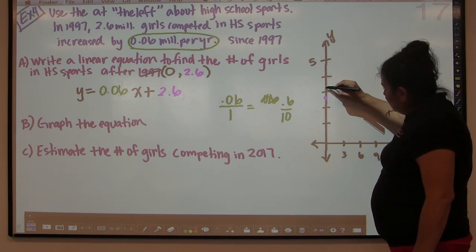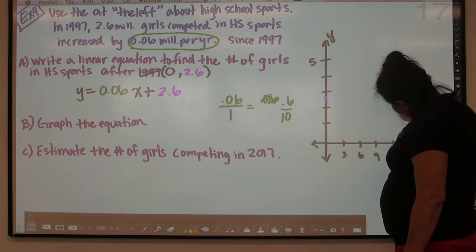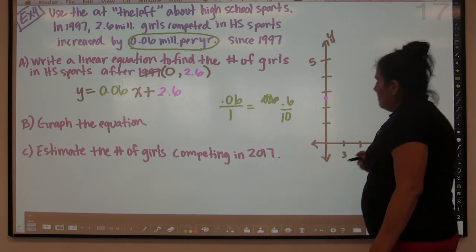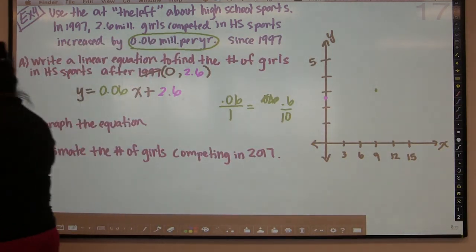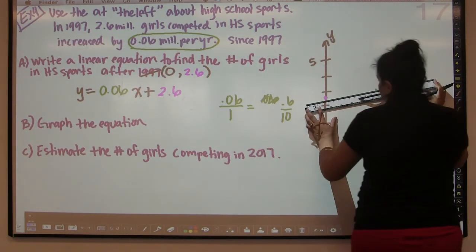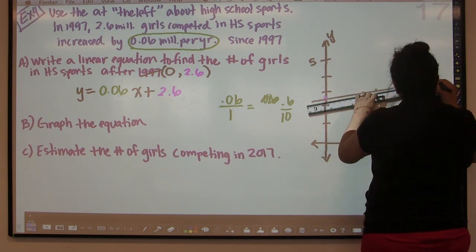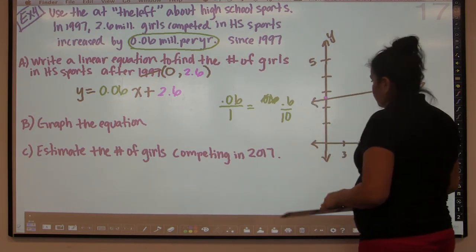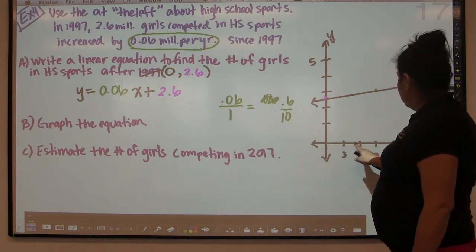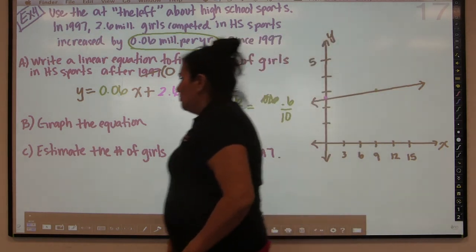And then I want to go to the right 10. So there's like 3, 6, 9, and then 10's right about there. So right about there is my second point. And again, it's not going to be exact, but it should be similar or close. So just try your best. And there's my line. I've graphed it. I went 3, 6, 9, and 10's right about here. So it's a little off, but that's okay. So part B, there we go.